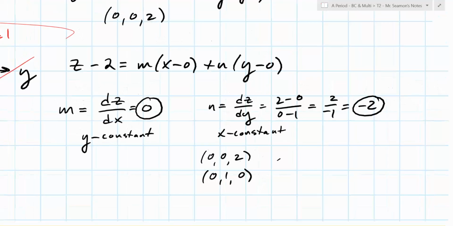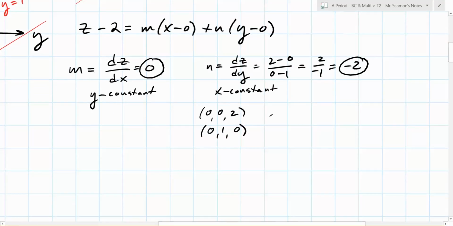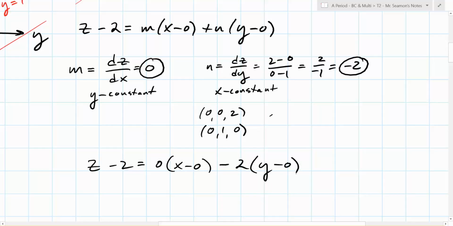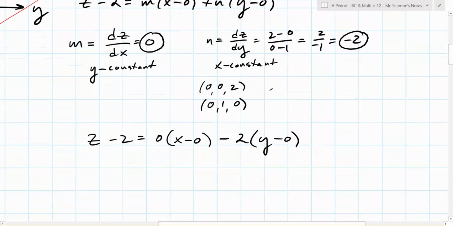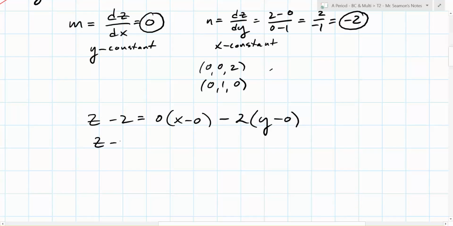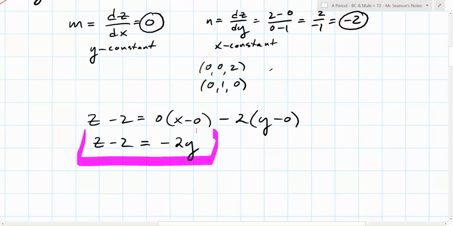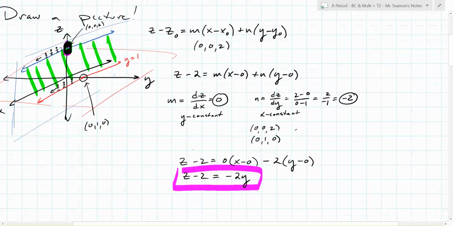So now what can we do with those 2 values? z minus 2 is equal to 0 times x minus 0 minus 2 times y minus 0. Can we clean this up a little bit? Yeah, we can. z minus 2 is equal to negative 2y. What variable is not present in that equation? X. And why is that an okay thing to have happen?